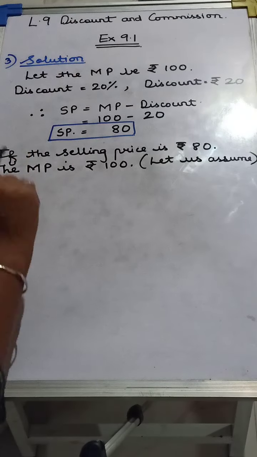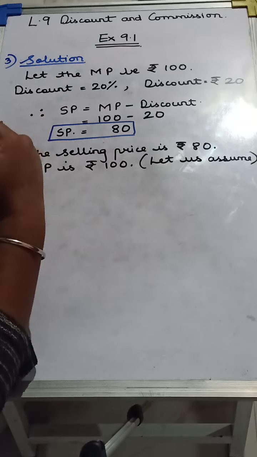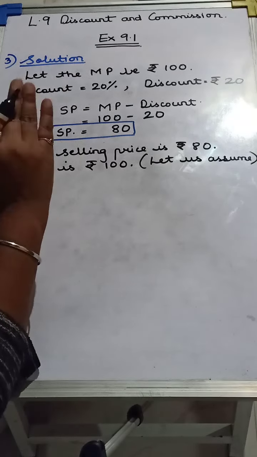We have got the marked price also. We got the discount. Discount is not assumed. It is given to us. But marked price and selling price are assumed. Now if you check the question given to you, the selling price is 900. Okay. So the selling price is 900.